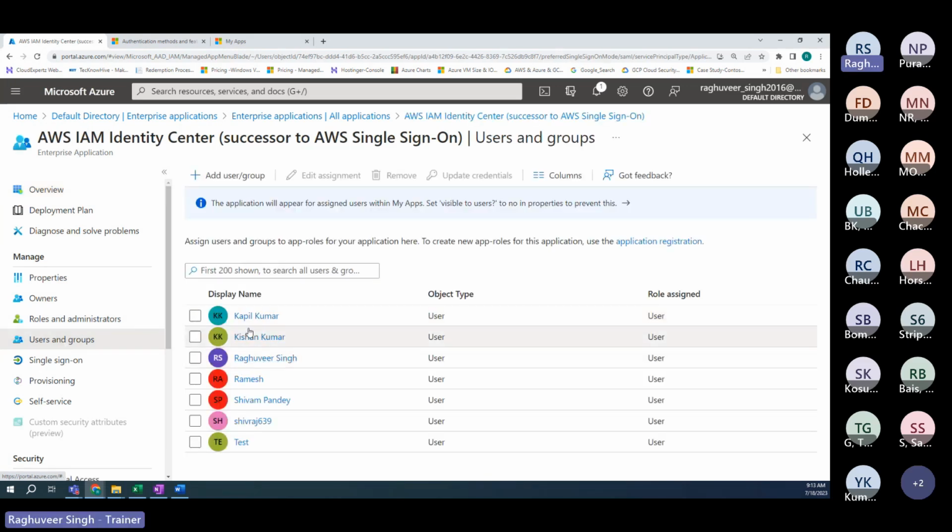So let's say I have these users, Kapil, Kishan, Raghuveer. All of these users exist in Azure Active Directory, and they have been synchronized from on-premises Active Directory, which means the identity source here is on-premises Active Directory. Your on-premises Active Directory admin is managing the identity and is responsible for it. The user is created in on-premises Active Directory, then synchronized into Azure Active Directory using Azure AD Connect.